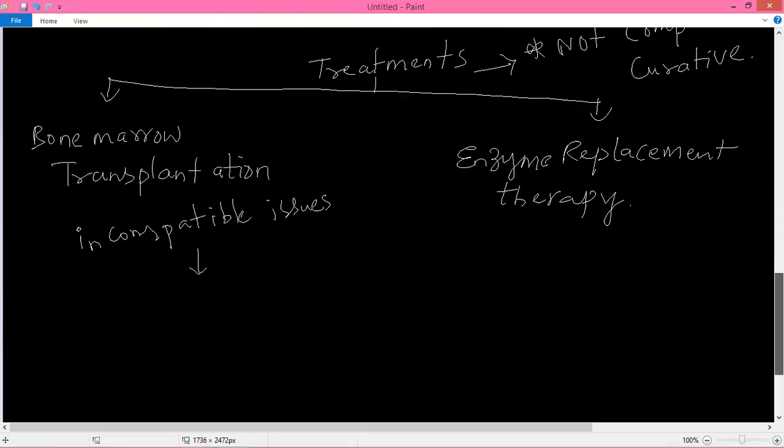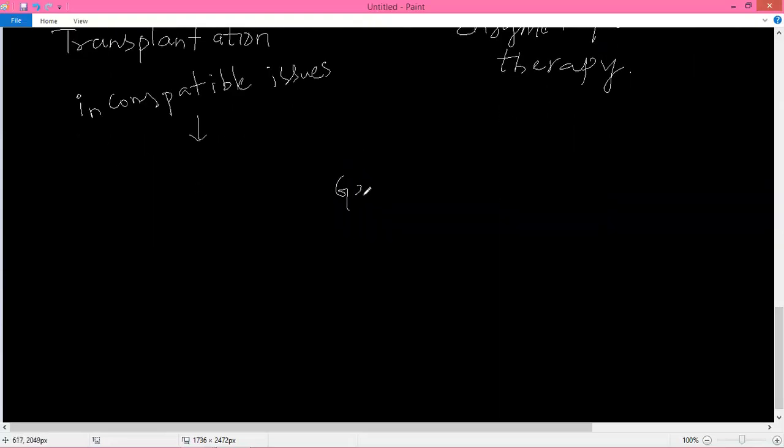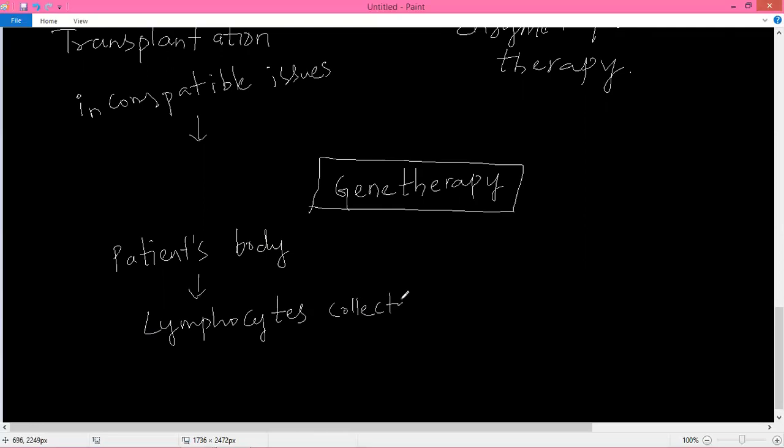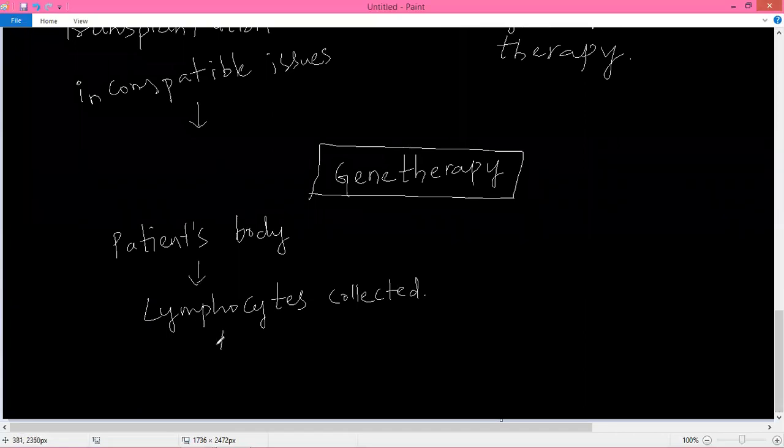So there is a method called gene therapy. This gene therapy is nothing but the treatment of the defective ADA gene with the normal functional ADA gene. Very simple. From the patient's body, the lymphocytes are collected. We already know that lymphocytes are a type of WBC.